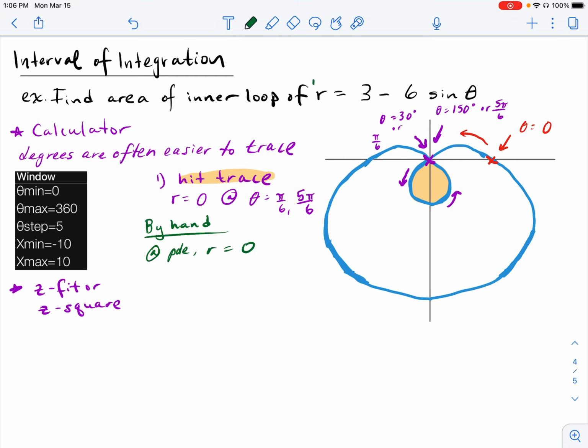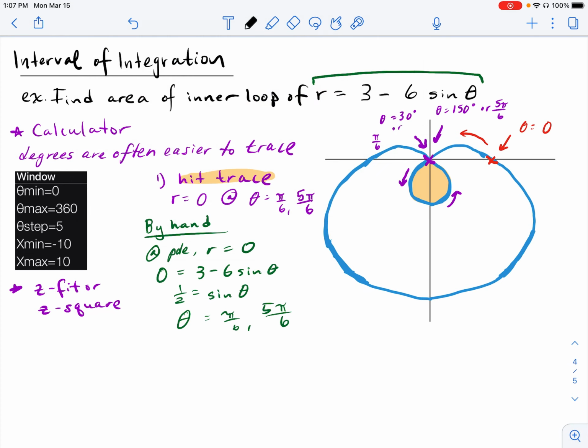So what that means is you want to take this polar function and just set it equal to 0. 0 is equal to 3 minus 6 sine theta. And just by simplifying, sine theta is equal to 1/2. And algebraically, we can find that theta is equal to pi over 6 and 5 pi over 6. So it's good to know both. It's good to know how to graph this by hand, but also how to use your calculator to find those points of intersection and therefore our bounds of integration.